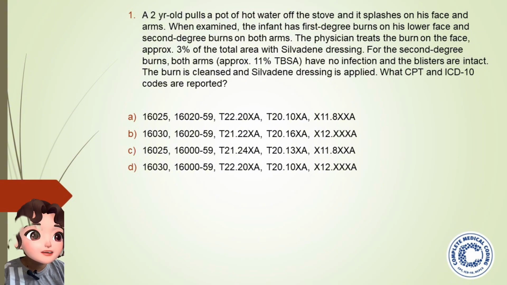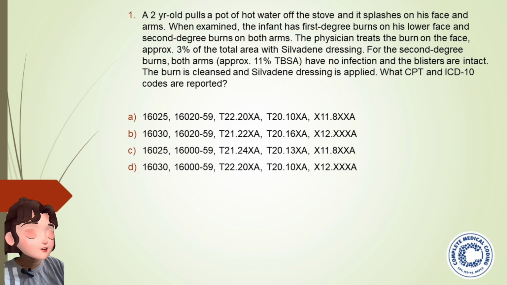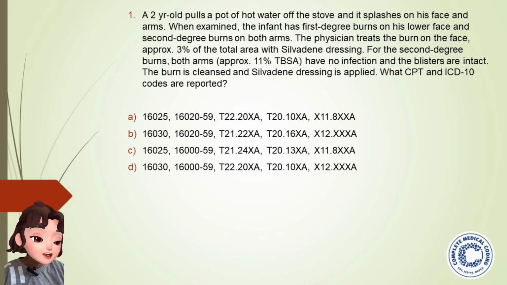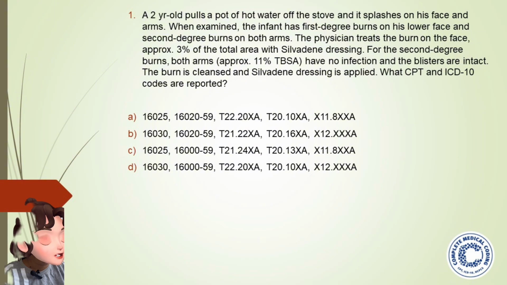But anyway, since we got the correct T codes initially, we can go with it. Okay, so the correct ICD code options are there in option D. Now let's check the CPT codes also. What is the first one? The first CPT code in option D, 16030. What does 16030 represent? You can open the CPT code book.